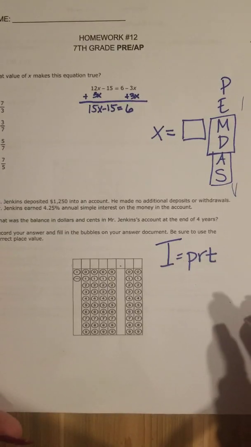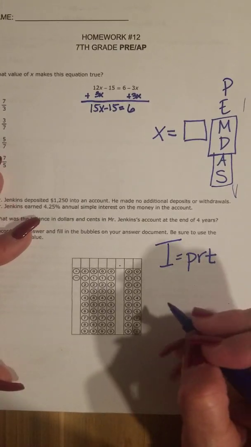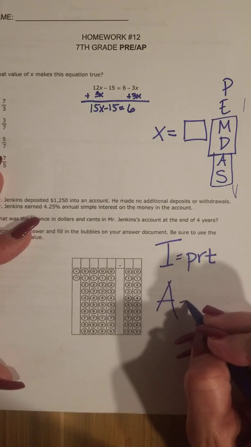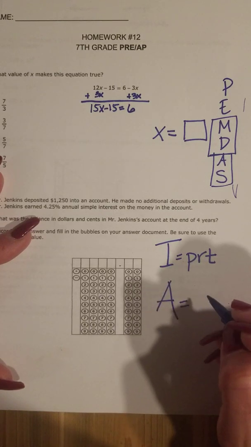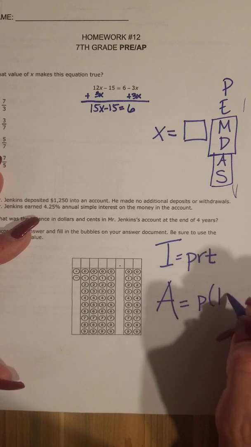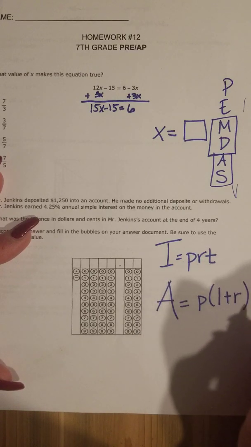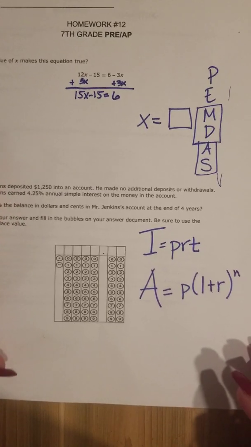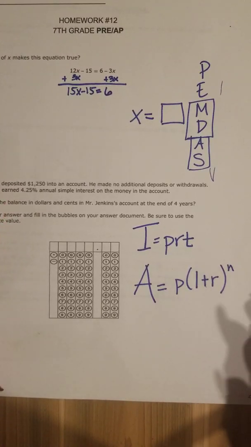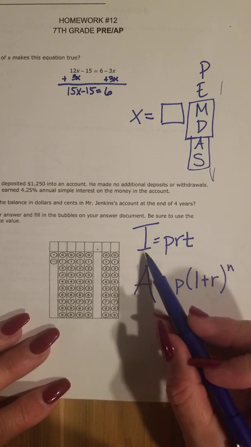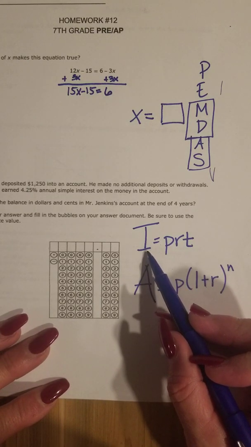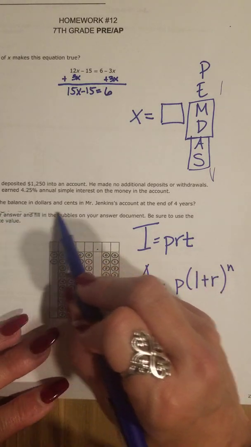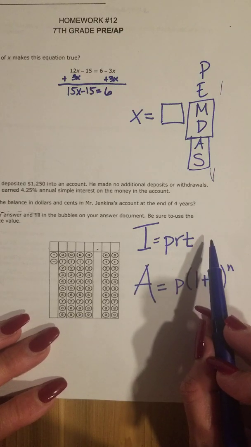Now, I just want to remind y'all that if you have compound interest, let's see if I can do this right. 1 plus the rate, and it's the number of times it's compounded. Okay, this is a formula for compound interest. They're different. This one is giving you the interest. So we're looking for what's the balance at the end of 4 years.